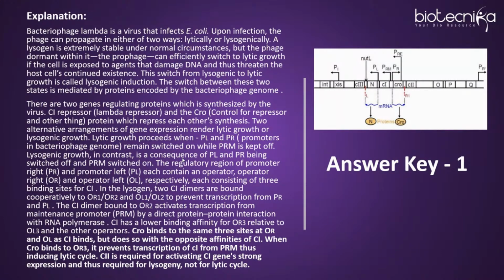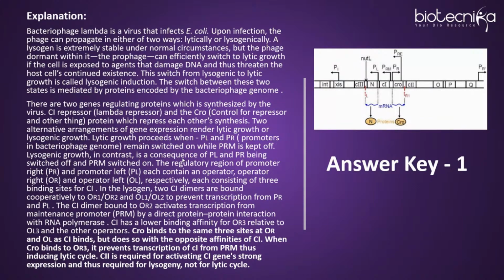If the DNA gets damaged in the bacteria, then the lysogenic cycle will immediately get converted into the lytic cycle, right? The switch from lysogenic to lytic growth is called lysogenic induction. The switch between these two states is mediated by proteins encoded by the bacteriophage genome. So there are certain proteins present in the bacteriophage genome which are involved in this switch from the lysogenic to the lytic cycle, right?